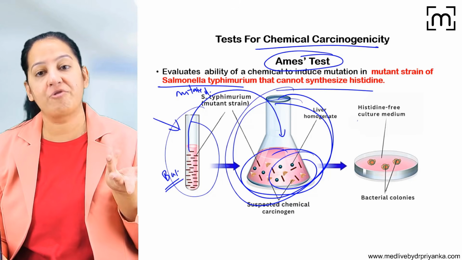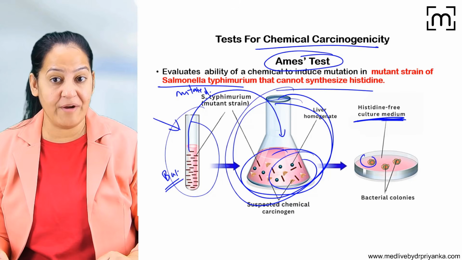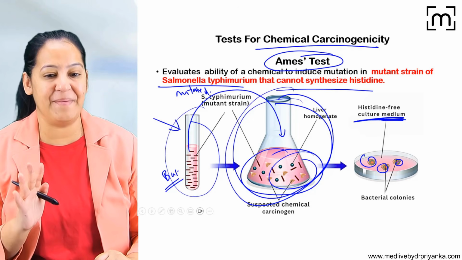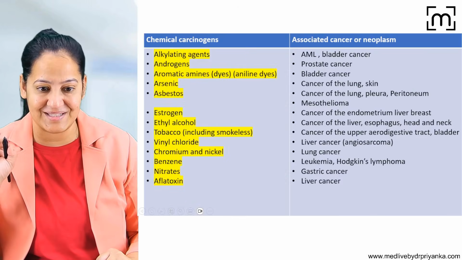How will you check it? Try to grow it in histidine-free media. If it can grow and form colonies, that means the mutation is reversed. So this is a test which is proving that there is chemical carcinogenicity. The name of the test is the Ames test. I hope you got it.